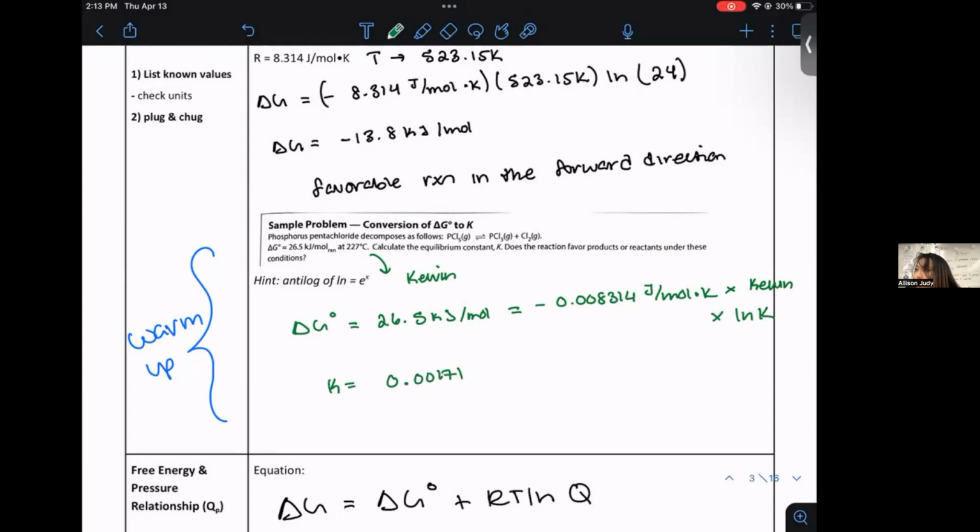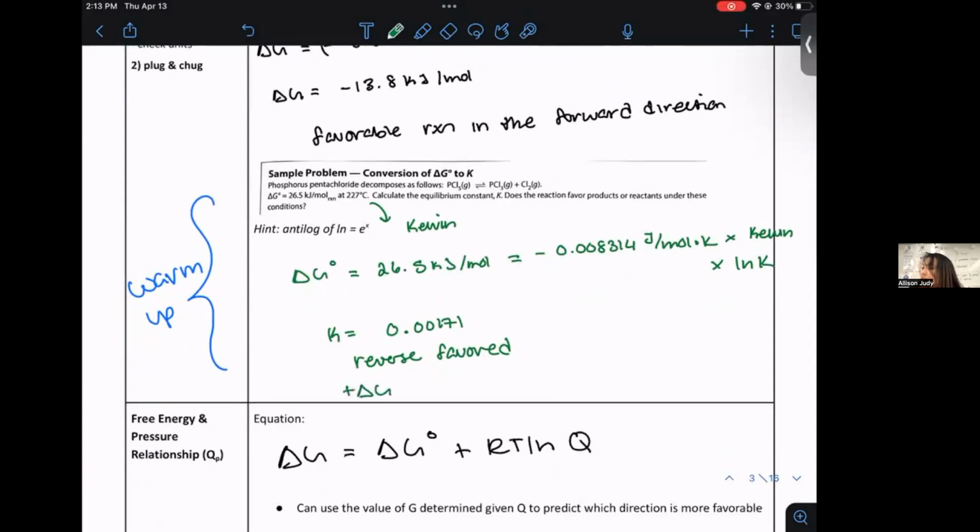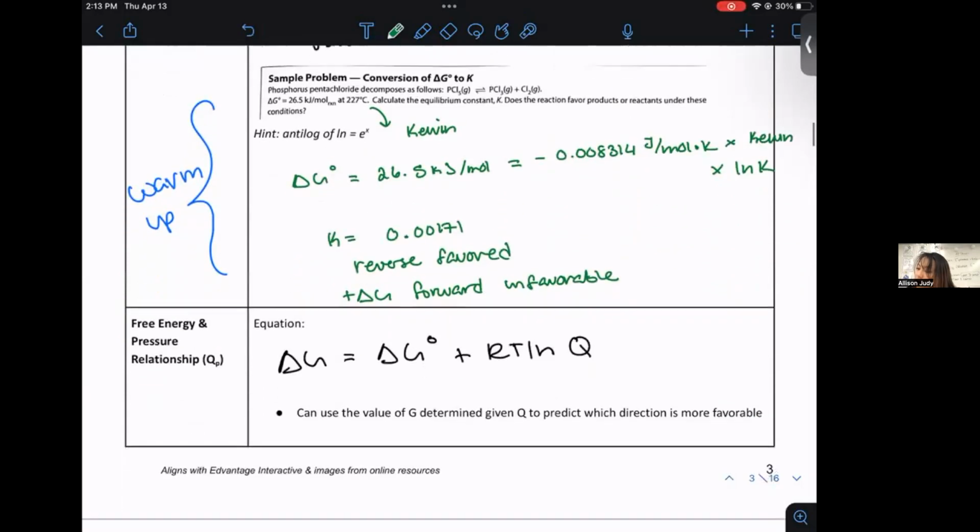And you would have gotten that K equals 0.00171. So for this reaction, this is a reversible reaction, which direction is the favored direction based on the K value that you found? Which direction is actually favored if you have a K value less than 1? Yeah, the reverse direction is favored, which is why G being positive tells us that the forward is unfavorable, non-spontaneous. The G for an equilibrium-based problem is always assuming G of the forward, okay?